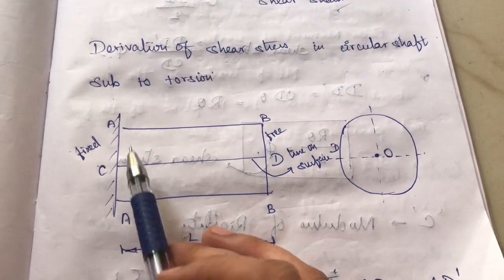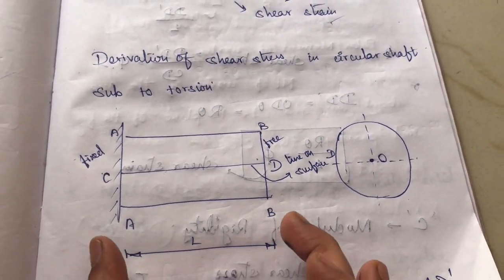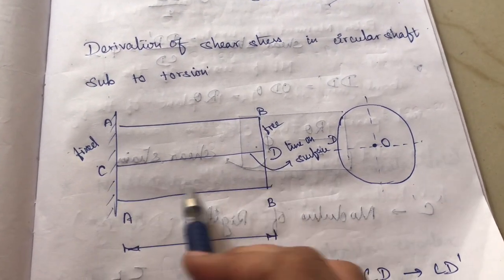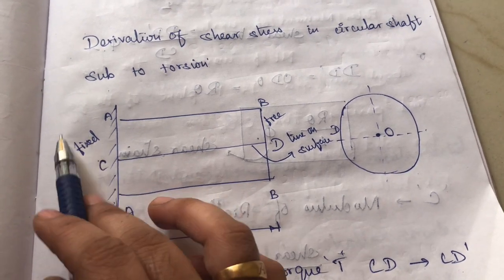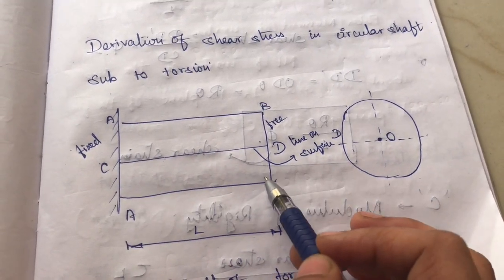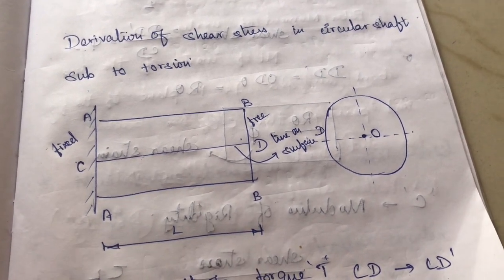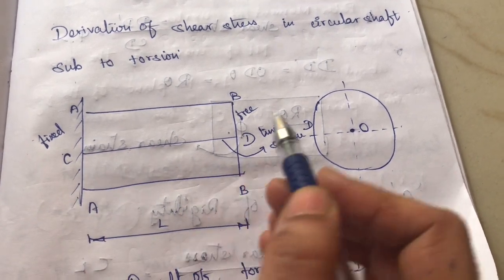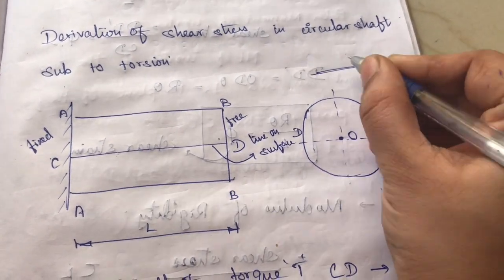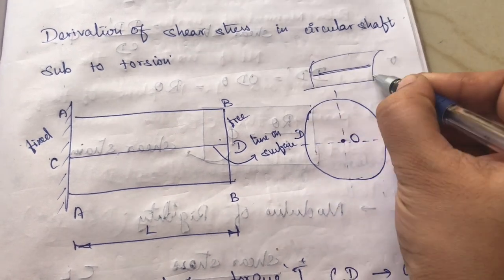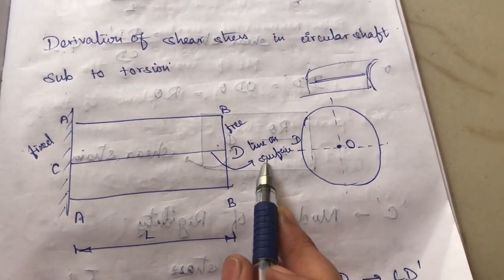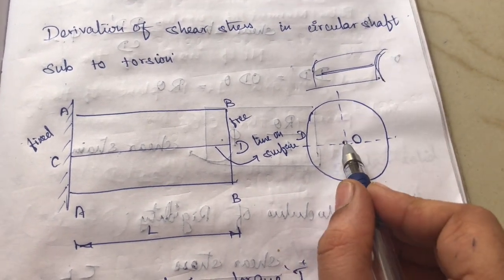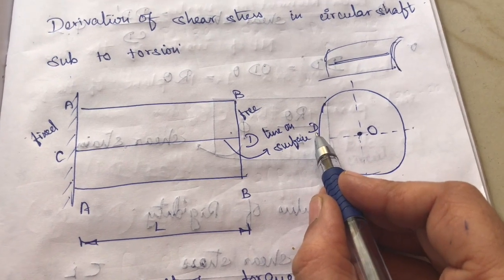Okay, so you can see here, this is a shaft. This is the original one, without applying the twisting moment. Okay, so this is a shaft, and one end is fixed and another end is free, like a cantilever beam, and this is the length, and this part CD is nothing but a line on the outer surface. So this is a circular shaft. Okay, this is the center point O, and this D I have mentioned here.